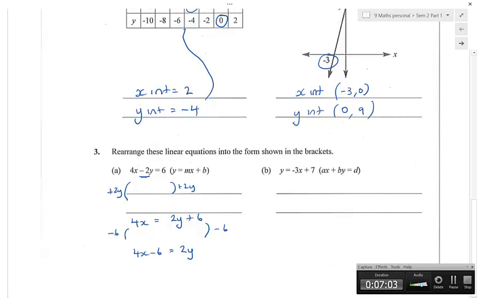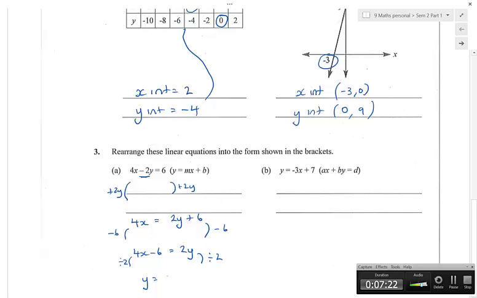But we're not done yet, because what's the last step, Oscar? Well, y is multiplied by 2. What's the opposite of multiplying by 2? Dividing by 2. Very good. So we're going to divide both sides by 2, and I'm going to get the y on the left-hand side. It just looks better for me.